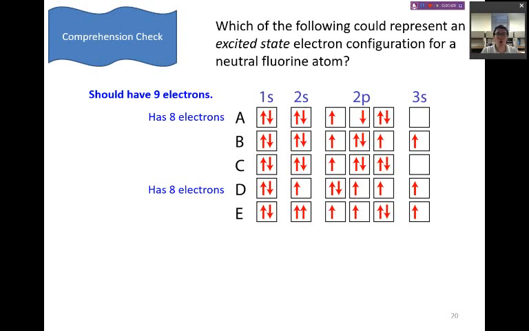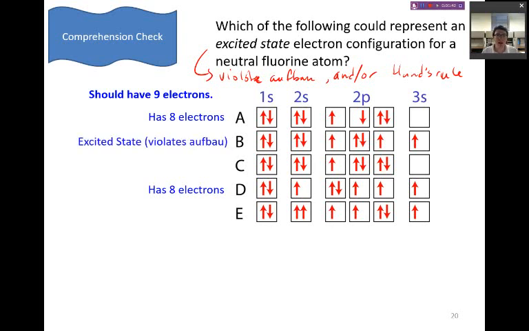Then we need to consider, what does it mean to have an excited state or not? An excited state is one that could either violate the Aufbau principle and/or Hund's rule. If it violates the Pauli exclusion principle, then that is not an excited state. It's not a possible electron configuration, in fact. So, B is an excited state. It violates the Aufbau principle.